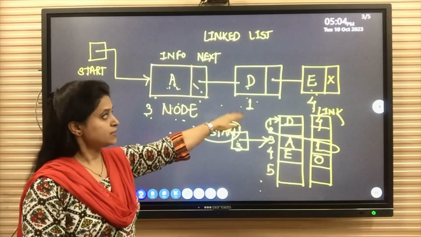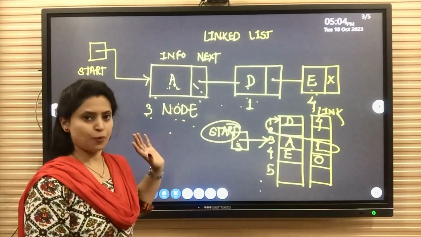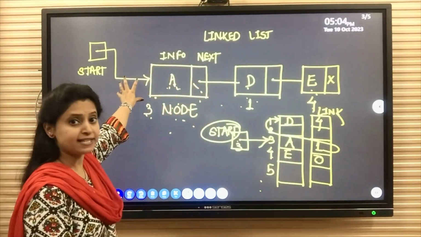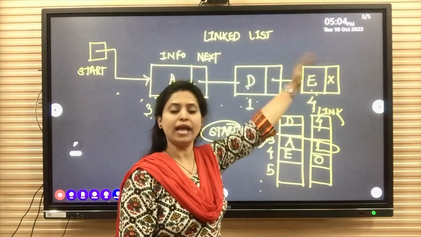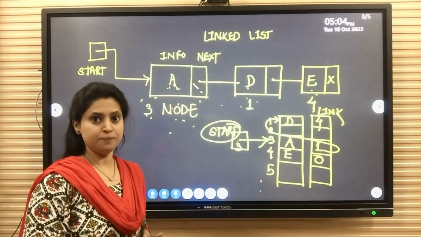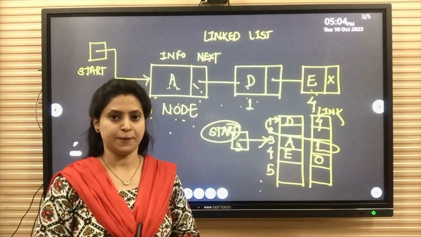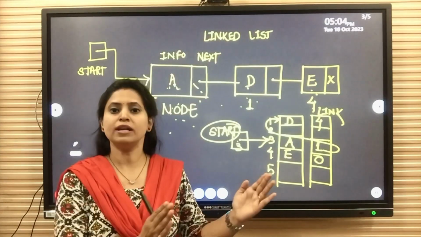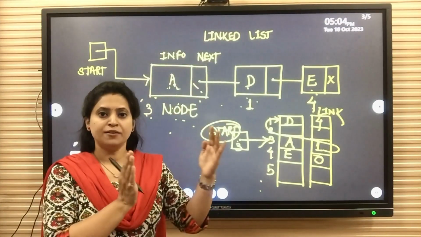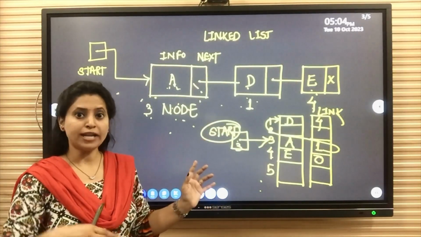Now in this case, if we want to insert any new node, it is possible. We can insert the node in between, at the start, or at the last. Whenever we go for insertion, first of all we have to check the availability. We have one more linked list, the available list, which has all the free memory locations. That is called the free pool or available list.